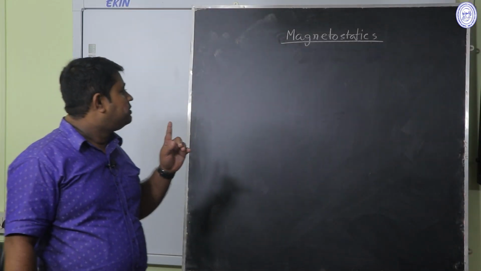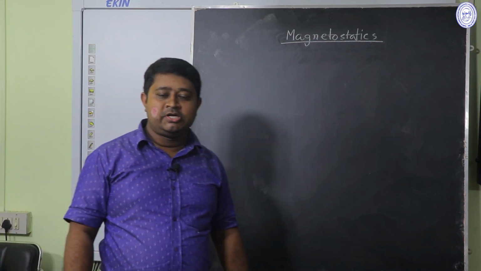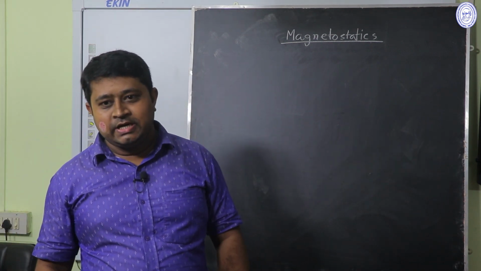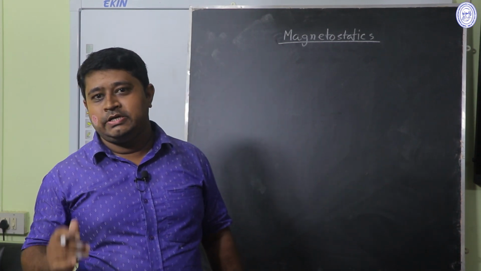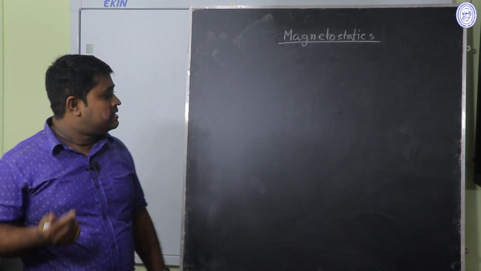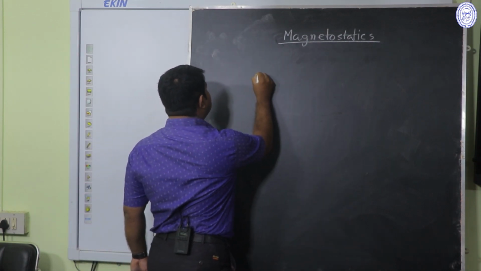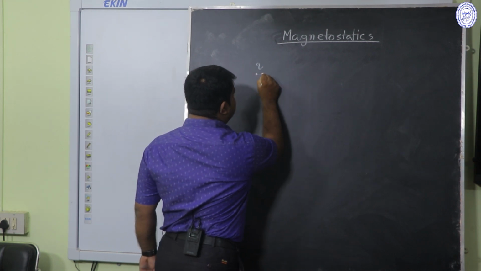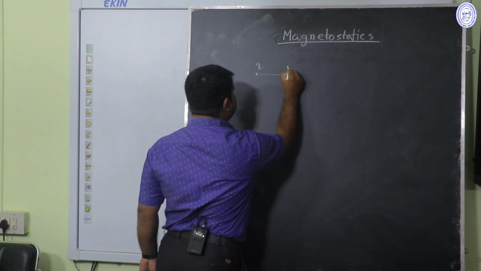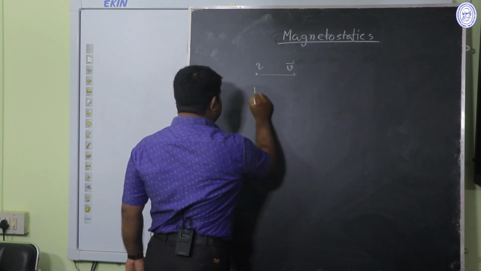Let me start. Today we will discuss magnetostatics. We have already known that steady current produces a magnetic field. The magnetic effect of steady current is known as magnetostatics. Suppose a charged particle of charge q moves with a velocity v in the presence of a magnetic field B.